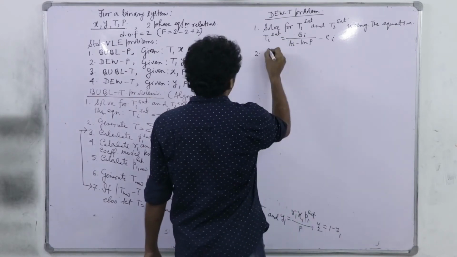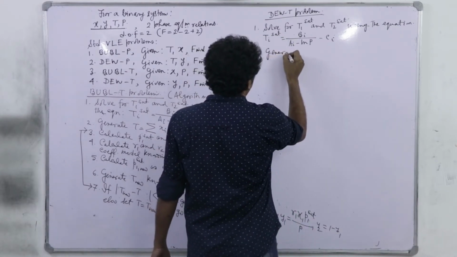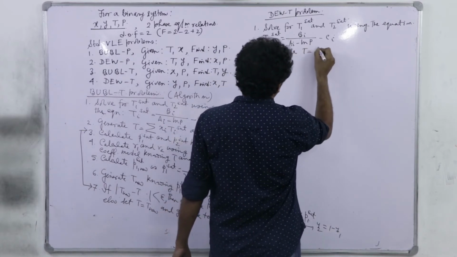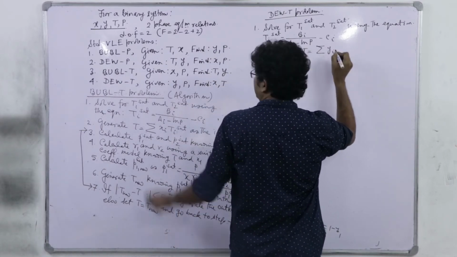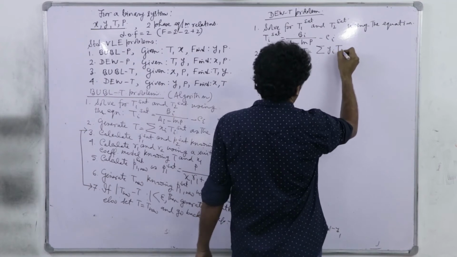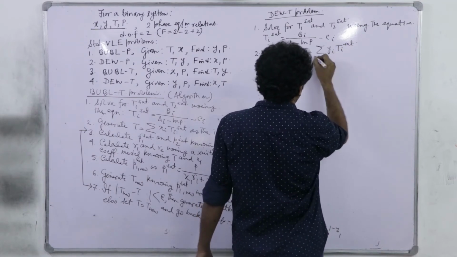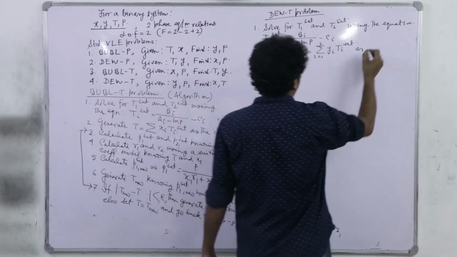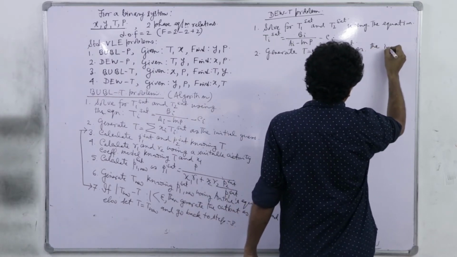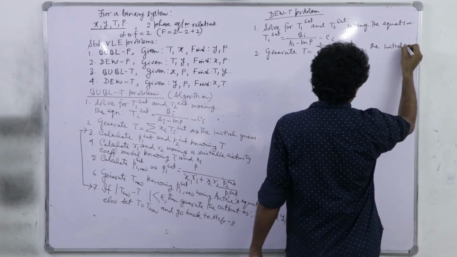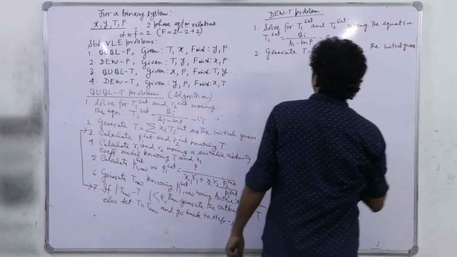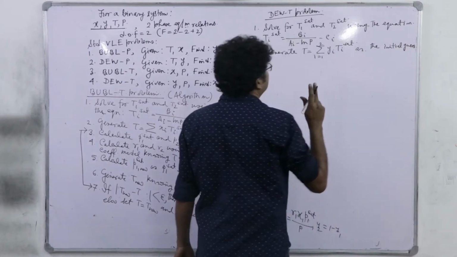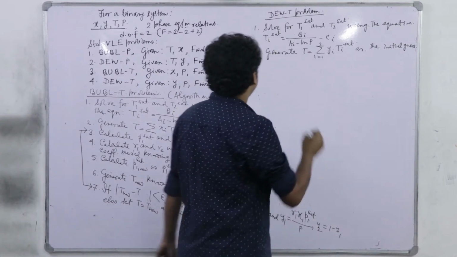Next, generate T as summation of Yi Ti sat, here Y is given, as the initial guess. So, you have generated this T as the initial guess.